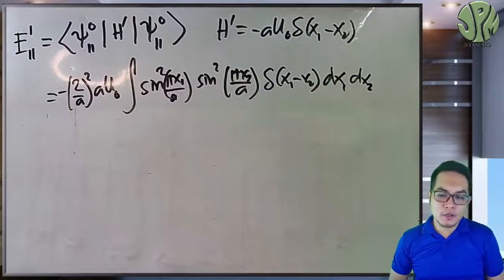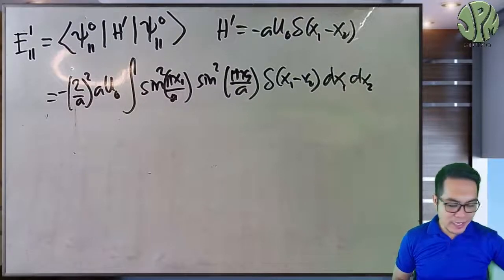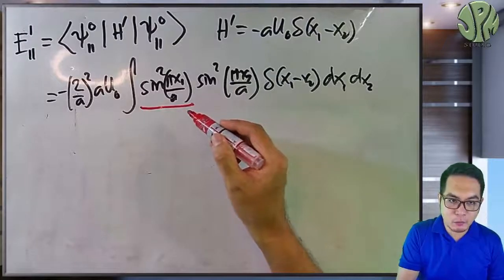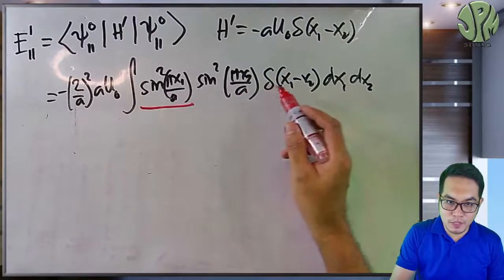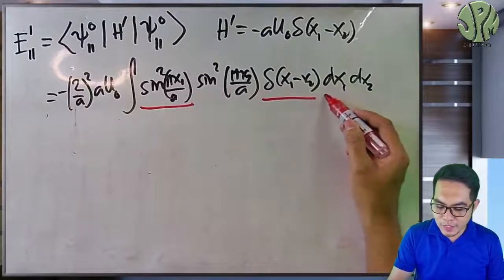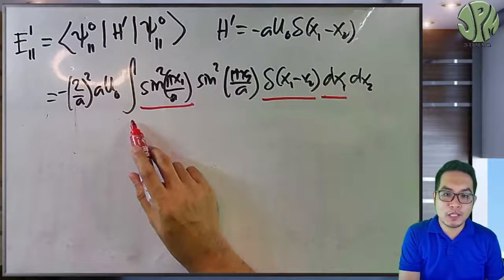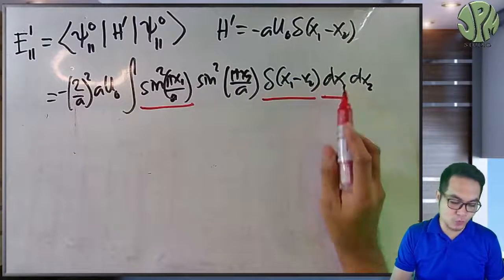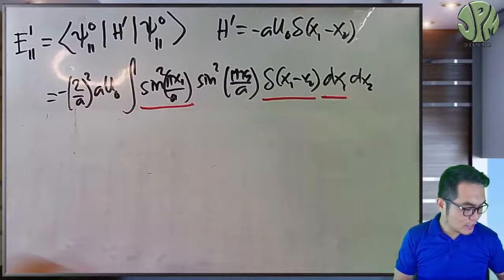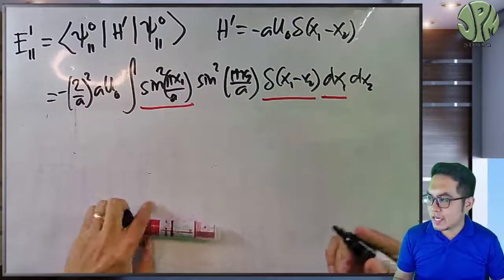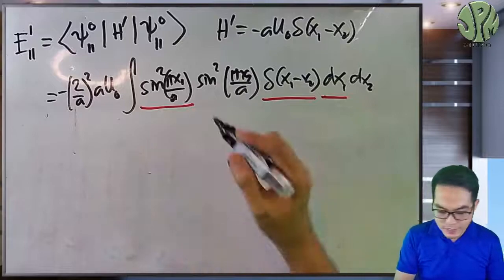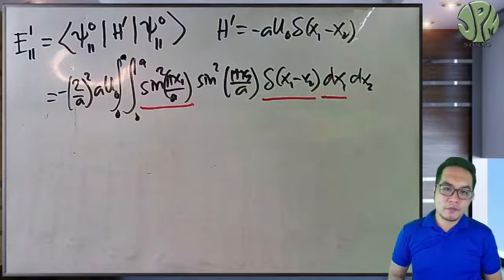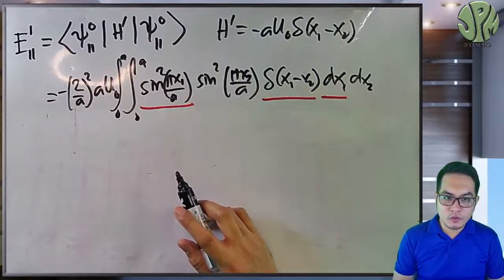You first integrate over dx1. This is a double integral since we have two differential measures, x1 and x2. Since this is an infinite square well potential, they're both evaluated from 0 to A. So this is a double integral from 0 to A, 0 to A.